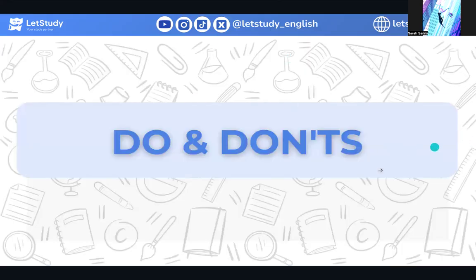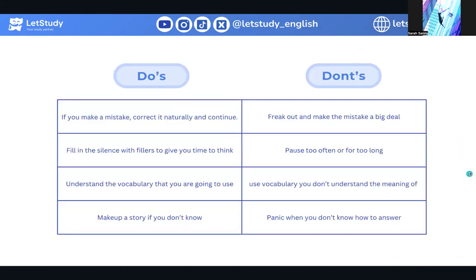Nah, do's and don'ts. In IELTS Speaking Part 2, you guys have to be confident. So, if you make mistakes, correct it naturally and continue. Jangan kayak freak out and make the mistake a big deal.